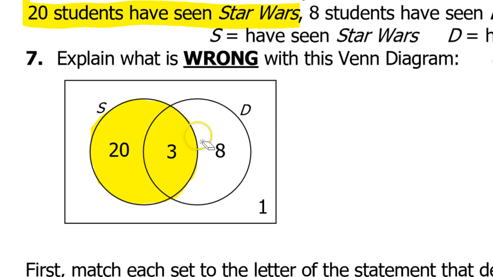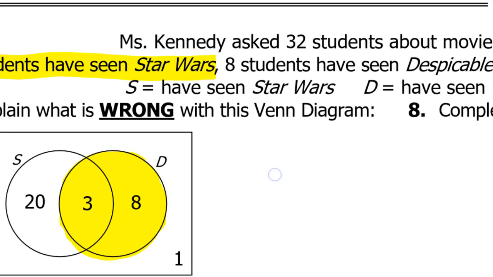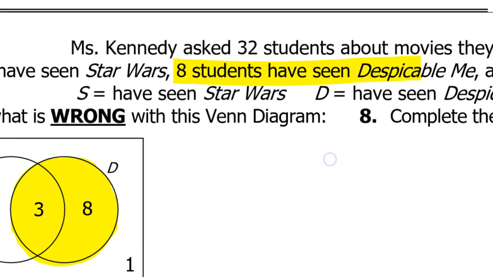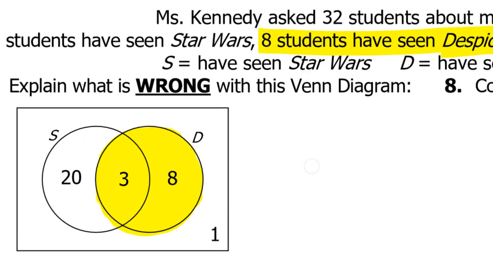That's too many. In the same way, if you look at the circle that represents the set of students who have seen Despicable Me, all right, fine, 3 students have seen both movies, but if we just ask ourselves how many students have seen Despicable Me, that's going to include the 3 students that have seen Star Wars as well. So according to this diagram, that's 11 students. But really, it's supposed to be only 8 students that have seen Despicable Me. Okay, so that's what's wrong with this diagram.